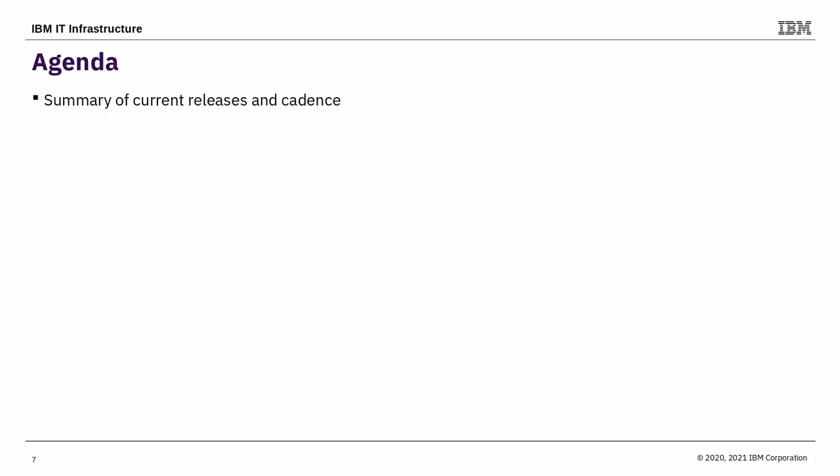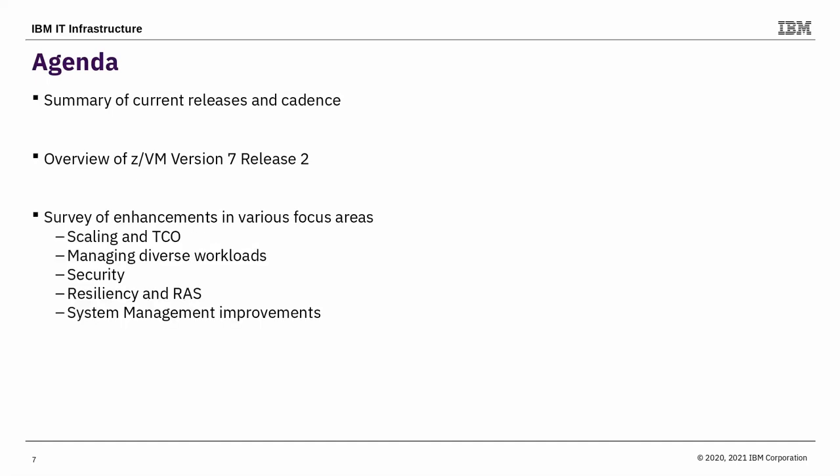So I'll go through the usual: what the current releases are, and the 2-year cadence, which we're settling into now. Then an overview of 7.2, the current release, and then the enhancements that have been introduced in it, and the various subject areas there, which are the focus of these. And then a few bits and pieces at the end.